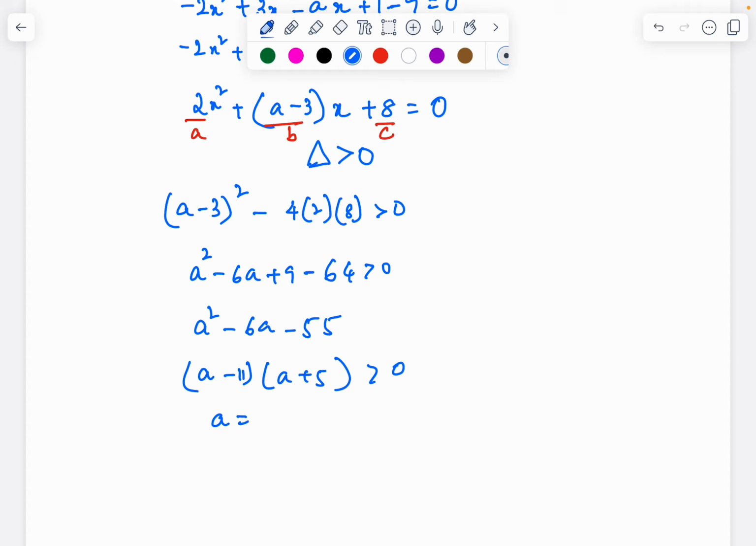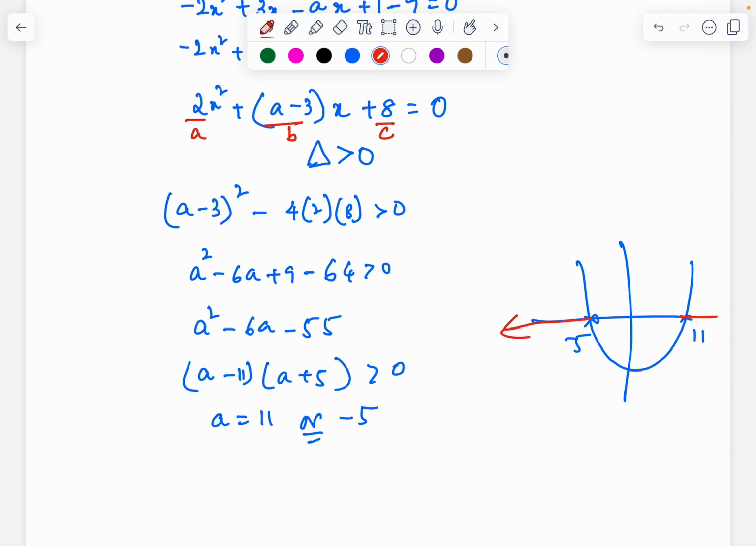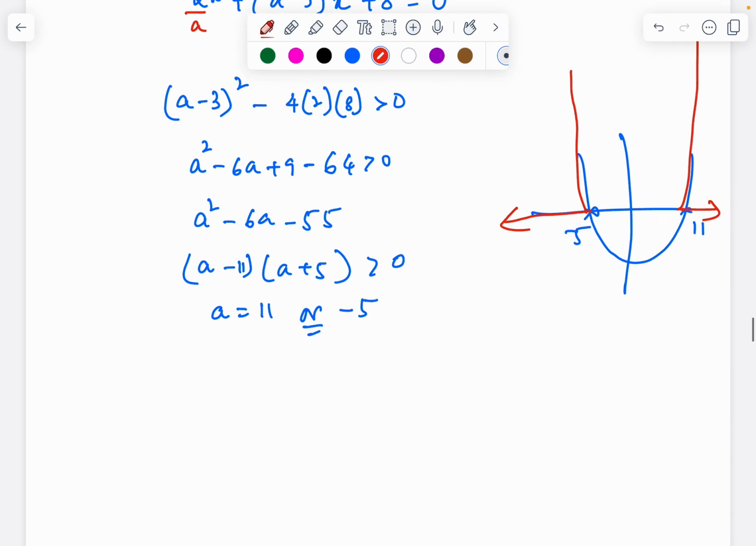So the critical values are 11 or negative 5. So remember, how do we write this one? This is negative 5 and this is 11. So they are greater than, which means all this part is greater than 0. So I will write it as a is less than negative 5 and a is greater than 11. So these are the answers.